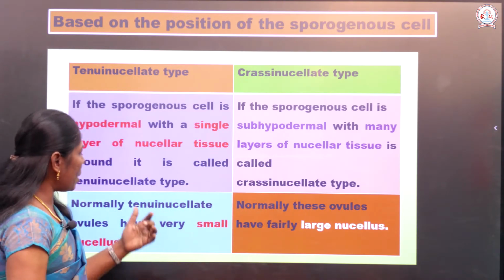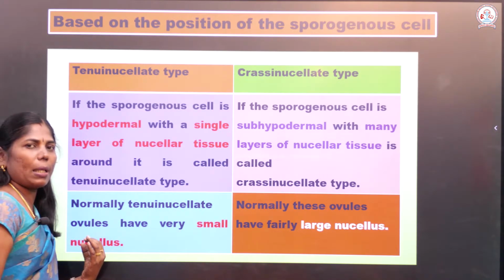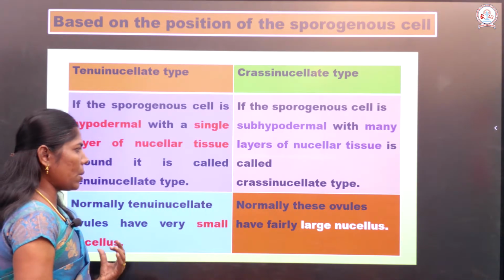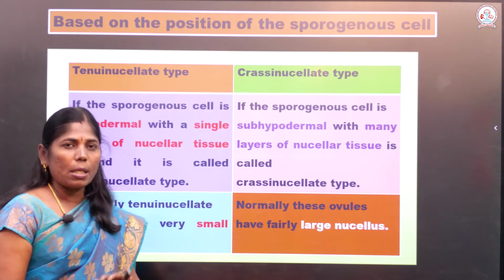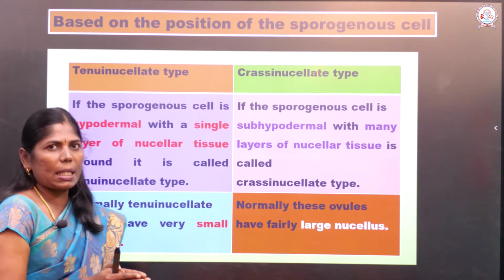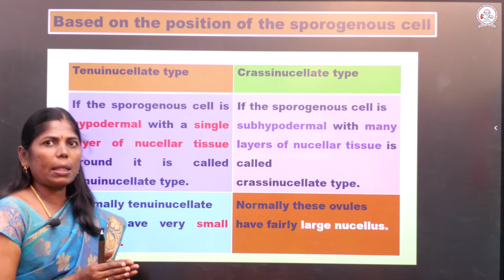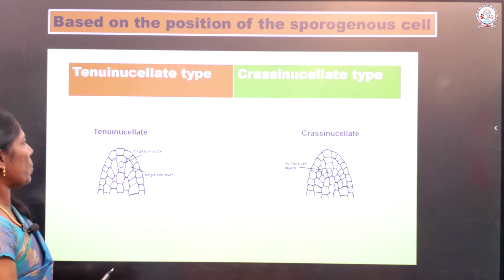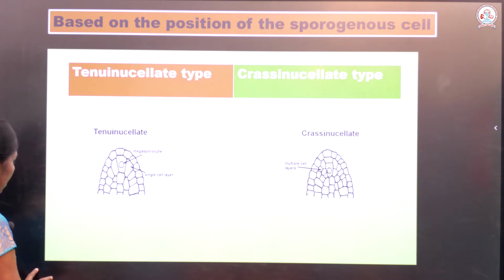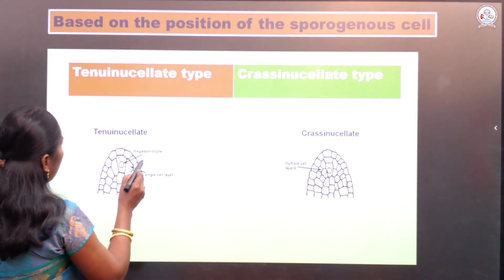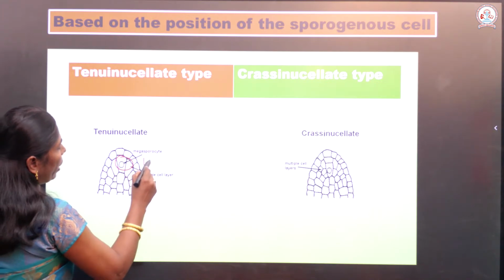Here the nucellus is small in size, and here the nucellus is large. We can see a small nucellus and a large nucellus. Based on the position of the sporogenous cells, ovules are classified into tenuinucellate and crassinucellate. We can see the diagram of the tenuinucellate type. That is your hypodermal layer. This layer is your hypodermal layer.